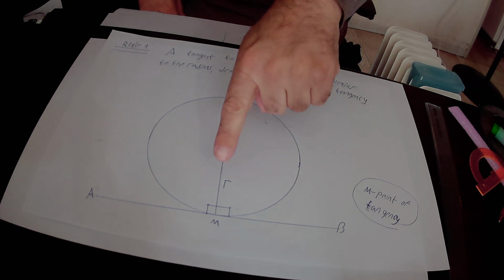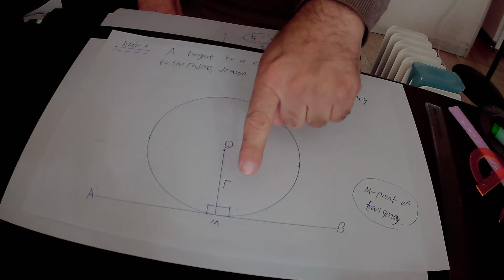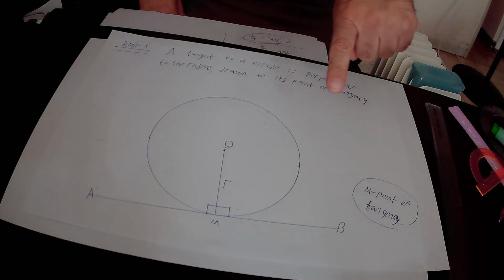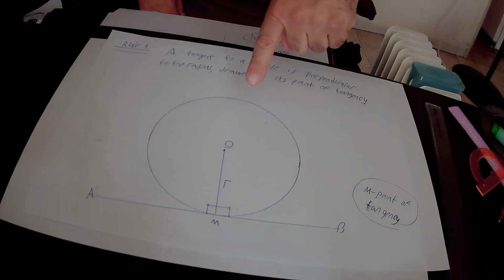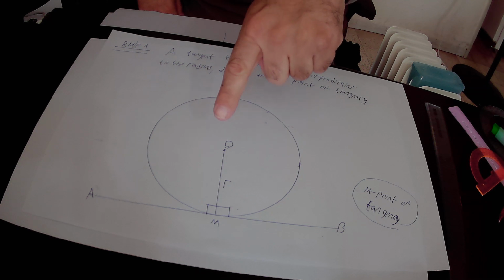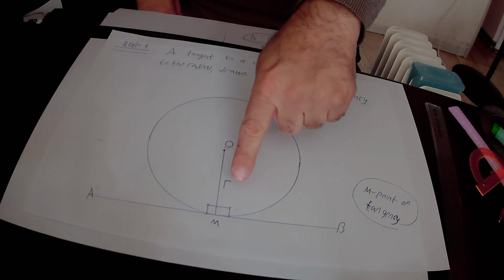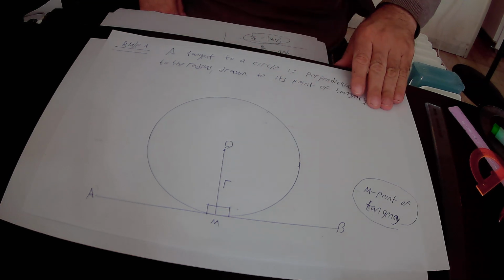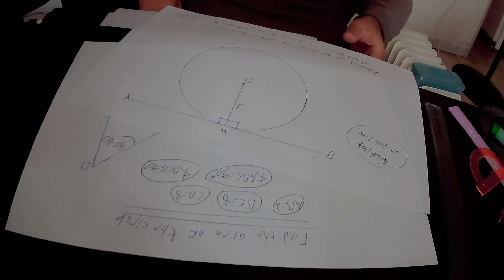That is to say this angle equals 90 degrees and this angle equals 90 degrees according to rule number 1. So whenever you have a radius that is drawn to the point of tangency, then the tangent will be perpendicular to that radius. In this case, it means that this angle will be equal to 90 degrees and this angle will be equal to 90 degrees. So we can implement rule number 1 in our drawing.